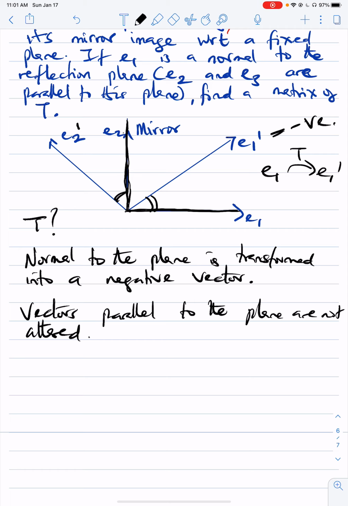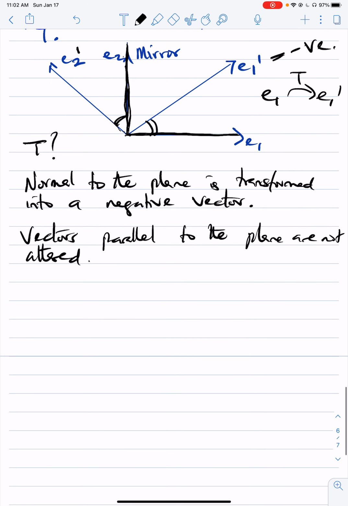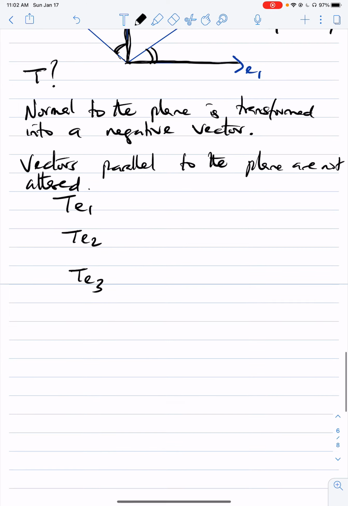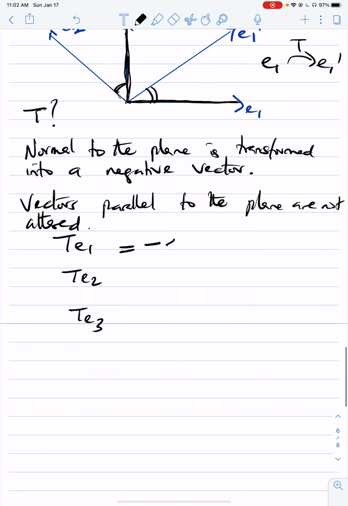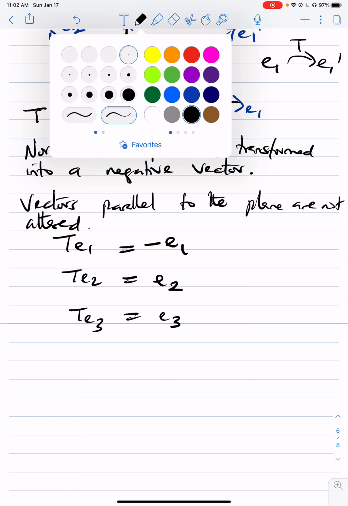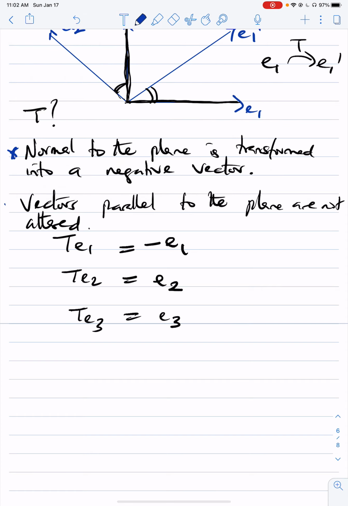But since E2 is parallel to this plane, it goes in this direction, and this E2 does not change, right? So what happens is the transformation vectors now will be T. Basically, what you're supposed to look for is TE1, TE2, and possibly even TE3, even though it's a 2D example. So TE1 becomes negative E1, TE2 remains itself, TE3 remains itself. So this is something you should also note: normal to the plane is transformed into a negative vector.